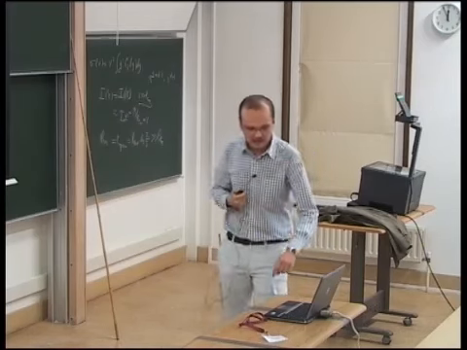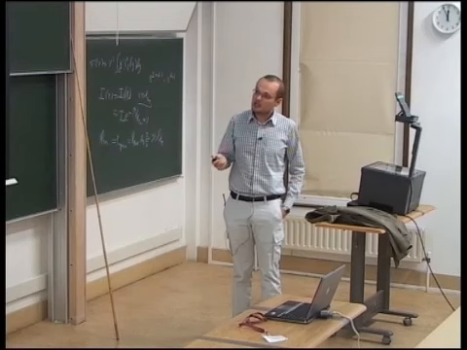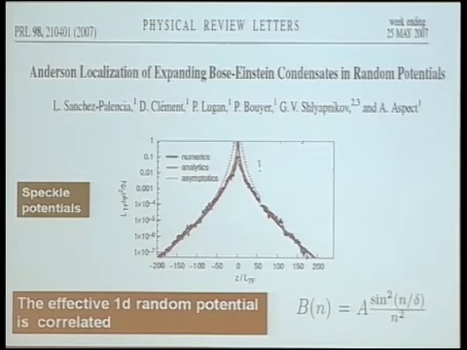Then came the second motivation, which was more physical, more practical. It was a conversation with Yora Sliaknikov, who told me that they were working with cold atoms, and with a speckle potential they have some very specific correlation. So in this case, with cold atoms in an optical lattice, you can create a random potential but with some long-range correlation. So it's not delta-correlated. They published this paper, which was essentially numerical and semi-analytical, and they found localization too.